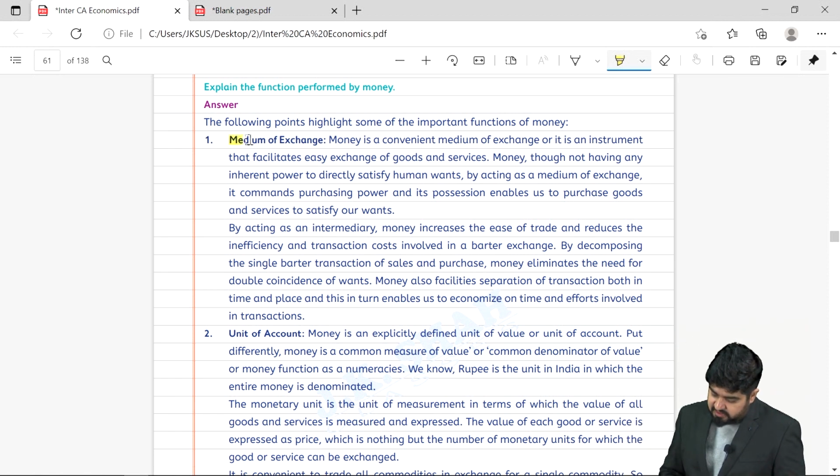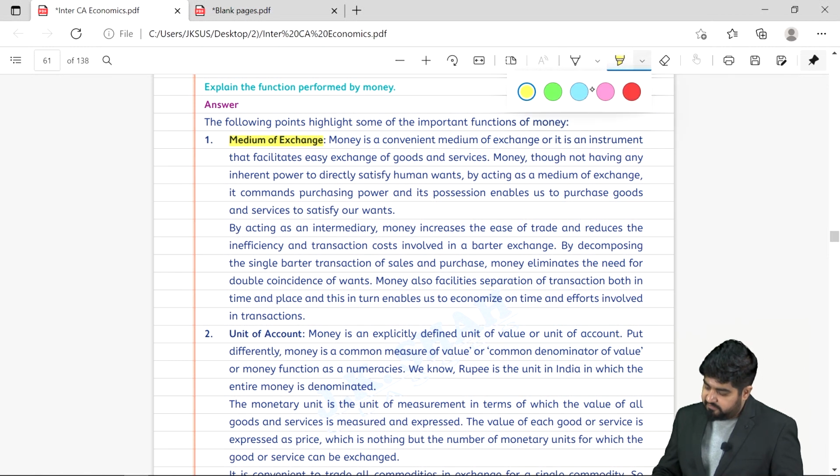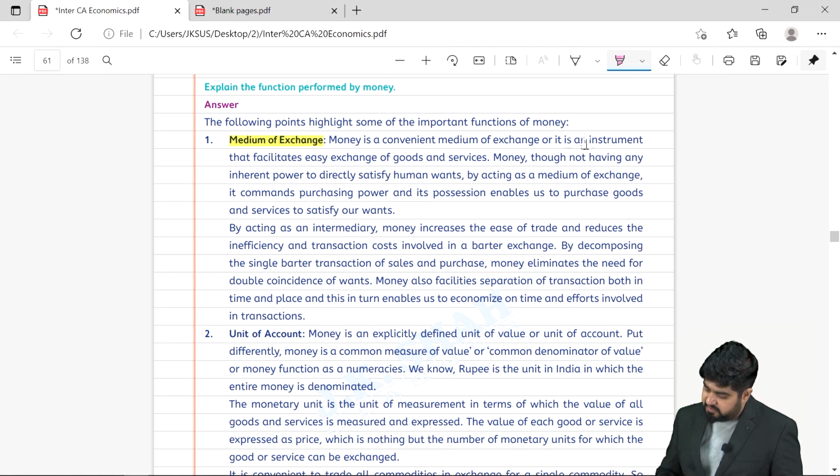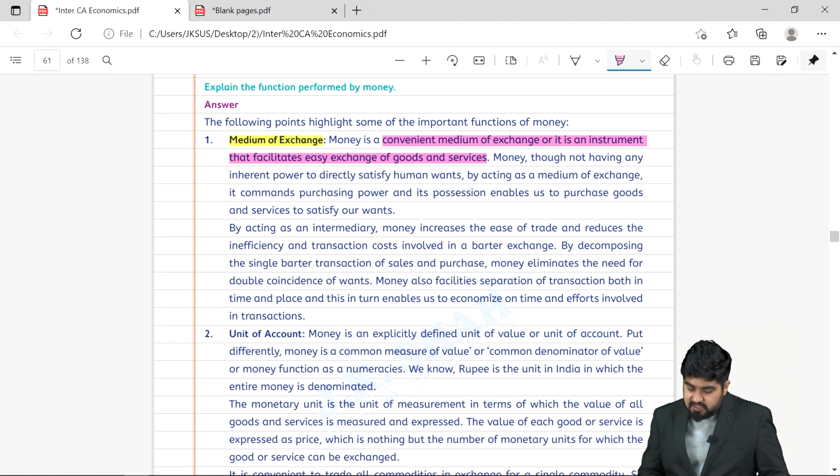The first one is medium of exchange. Money is a convenient medium of exchange. It is an instrument that facilitates easy exchange of goods and services. It does not have inherent power to directly satisfy human wants. That means what? It has an indirect demand. That means we demand money so that we can demand other commodities.